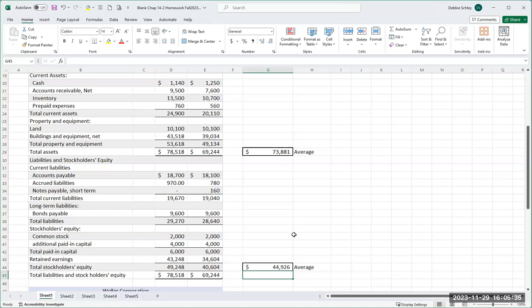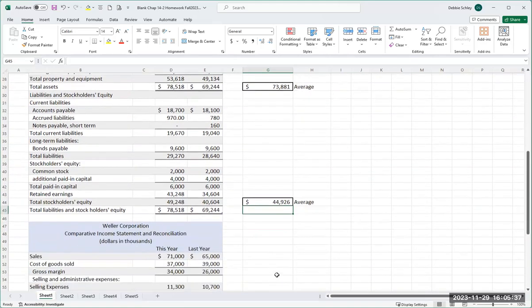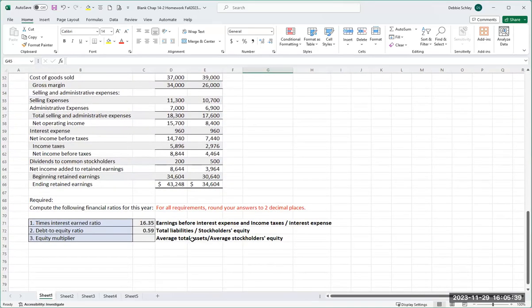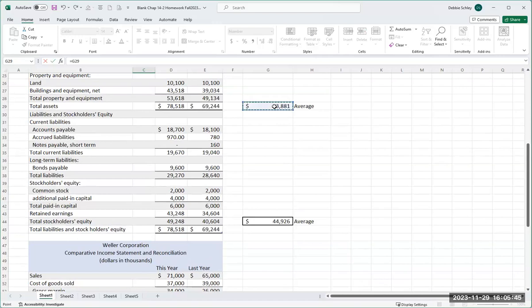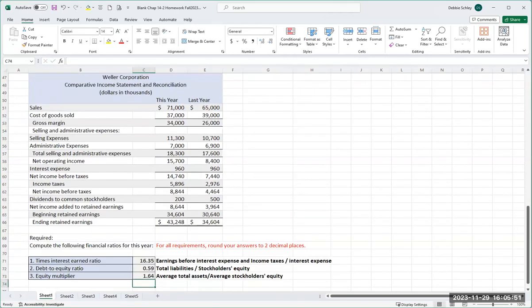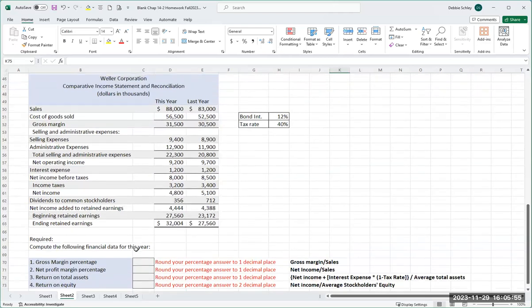Okay, so I have my average total assets, average total stockholders' equity. So now here I'm going to go equals average total assets divided by average total stockholders' equity. So I have 1.64. All right, question 2.